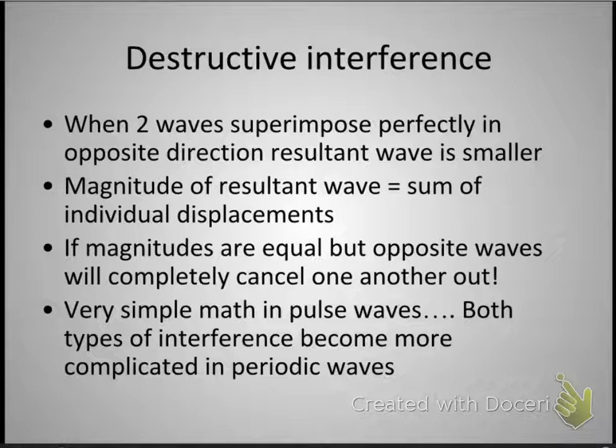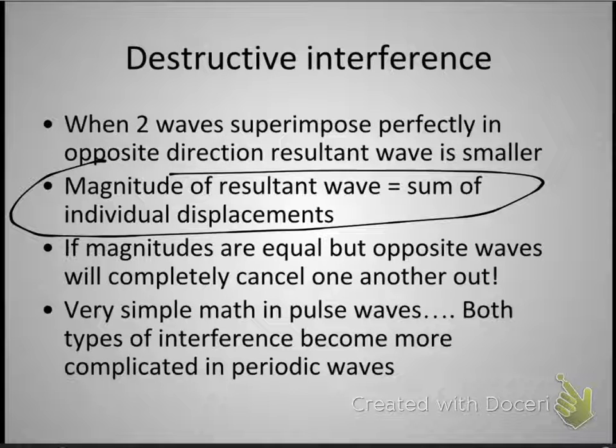Okay, so destructive, and we talked a little bit about the fact that, as long as the displacements are in opposite directions, you end up with a smaller resultant. That's if they superimpose perfectly. And looking at that graph, we said very often they're out of phase a little bit, so you get complicated patterns. But in both cases, for constructive and destructive, it's really just the sum of the individual displacements. If they're equal and opposite, we get total destructive interference. We have no wave whatsoever.